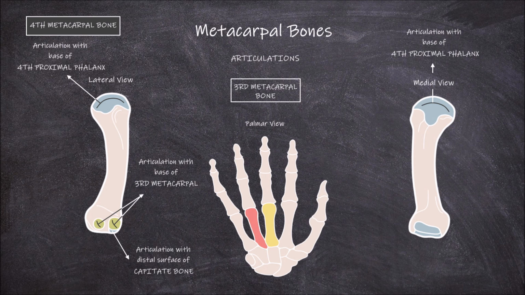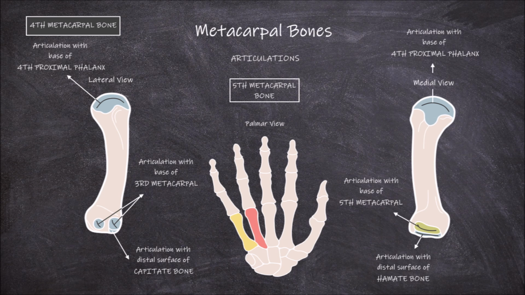The fourth articulation is with the hamate bone. A facet on the proximal surface of the base of the fourth metacarpal articulates with a facet on the distal surface of the hamate bone. The fifth and final articulation is with the fifth metacarpal bone. A facet on the medial surface of the base of the fourth metacarpal articulates with a facet on the base of the fifth metacarpal bone.